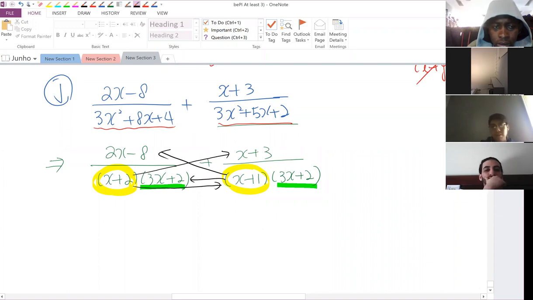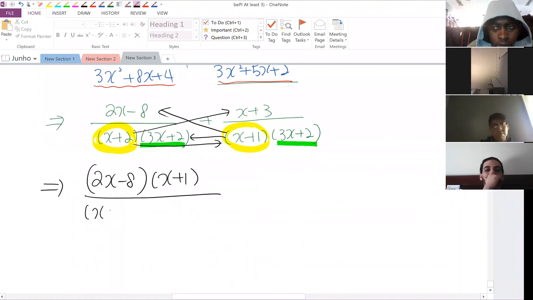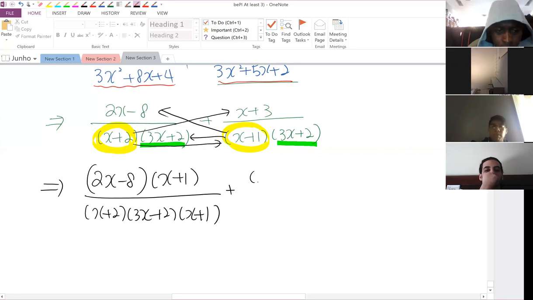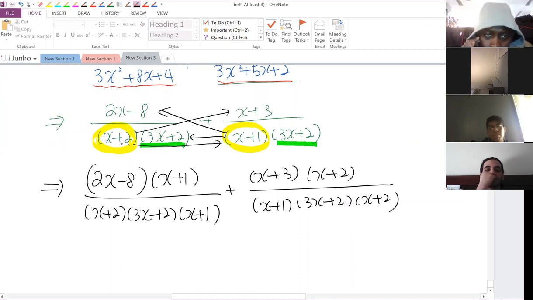Then this becomes 2x minus 8 times x plus 1 over the existing factor x plus 2 first, and then the new factor x plus 1, plus now x plus 3 and this one, x plus 2, over x plus 1, the existing factor first, and the new factor x plus 2. Okay. So far, so good?